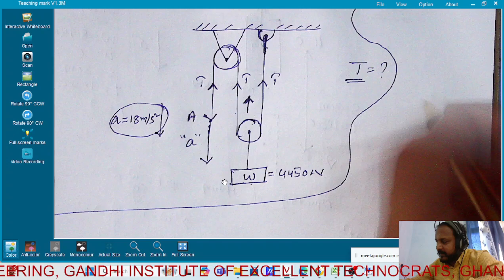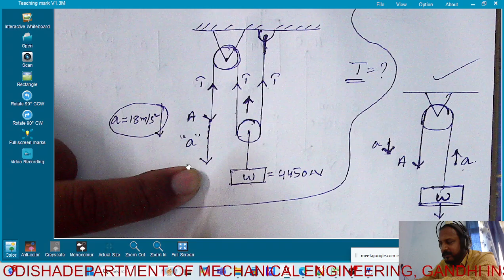When I am pulling in the downward direction, these two strings you can see will also go to the other side, or not? Yes, sir. These two strings also will go in the upward direction or not? Now here you can see, above this pulley, how many strings are there? Two strings are there above this pulley.